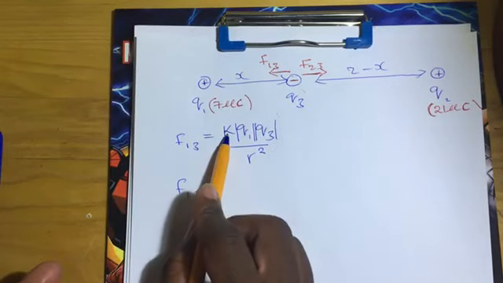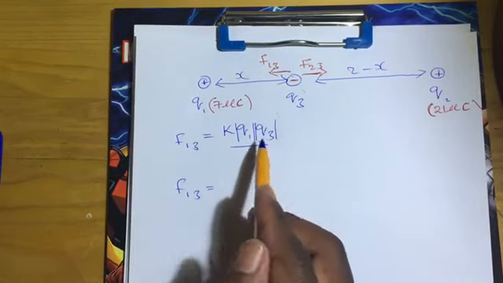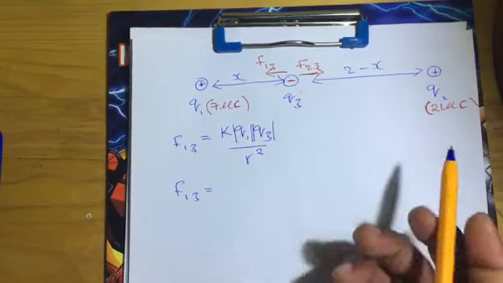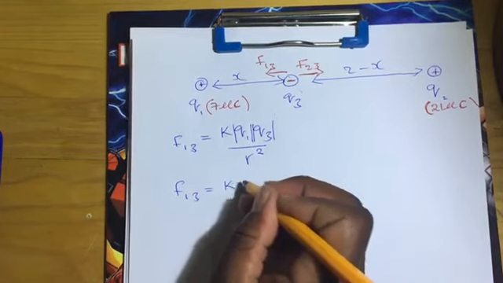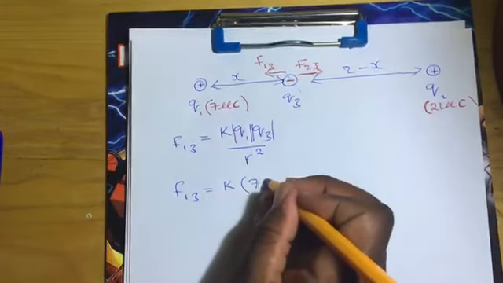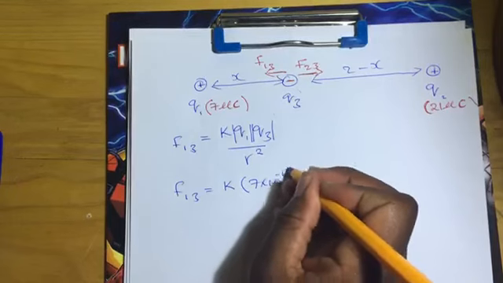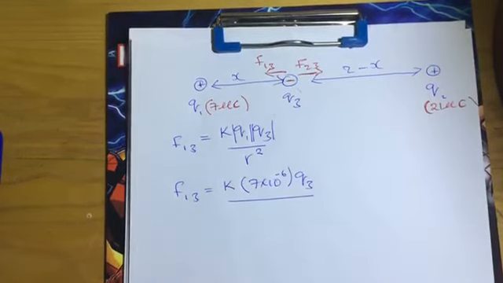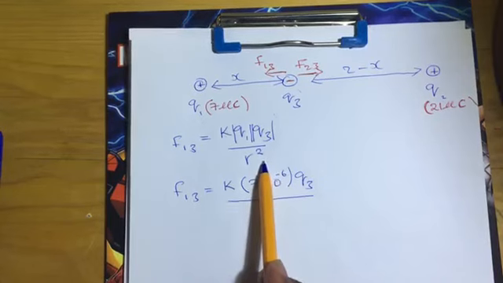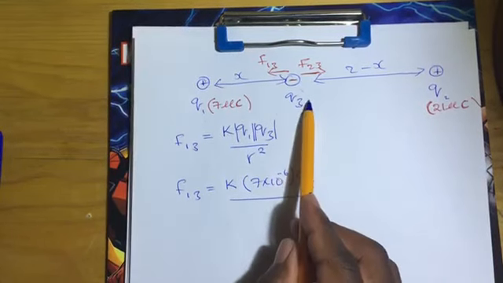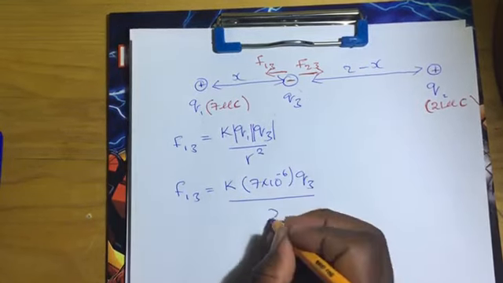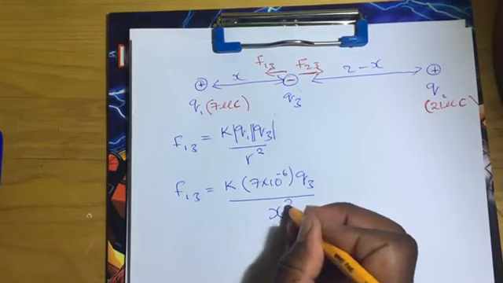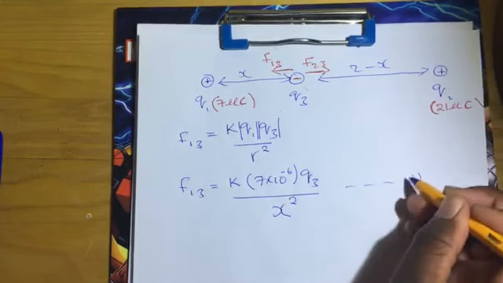I won't even substitute K. The only thing that I'm going to substitute here is going to be Q1. So this is going to be K multiplied by 7 times 10 to the power negative 6. And then I'm going to put Q3, divided by the separation distance between Q1 and Q3, which is going to be x. Don't forget that the separation distance should be squared. This is the first expression.